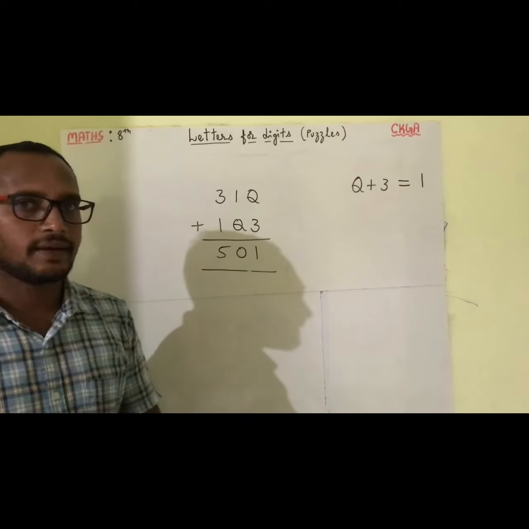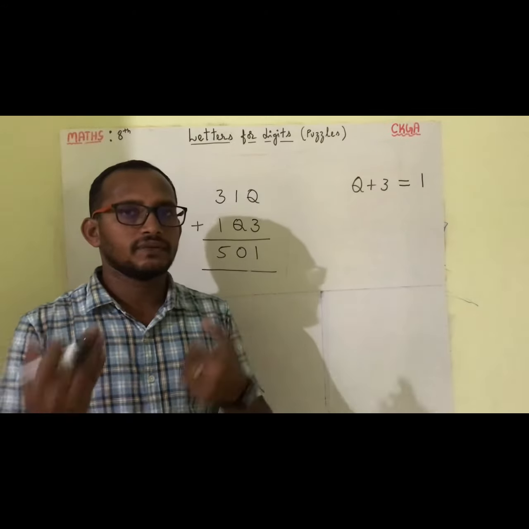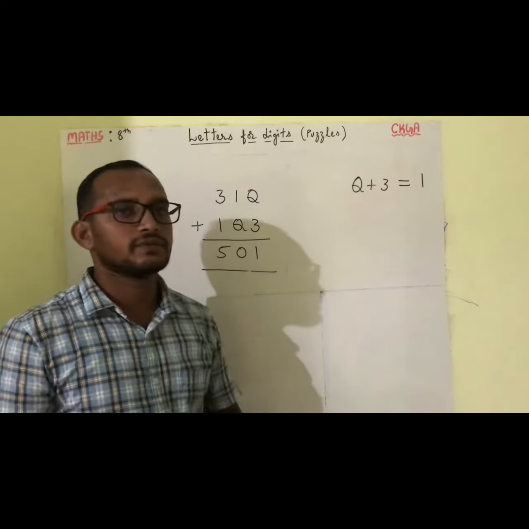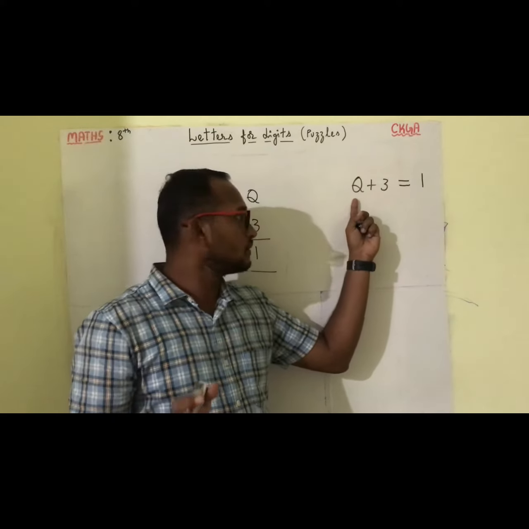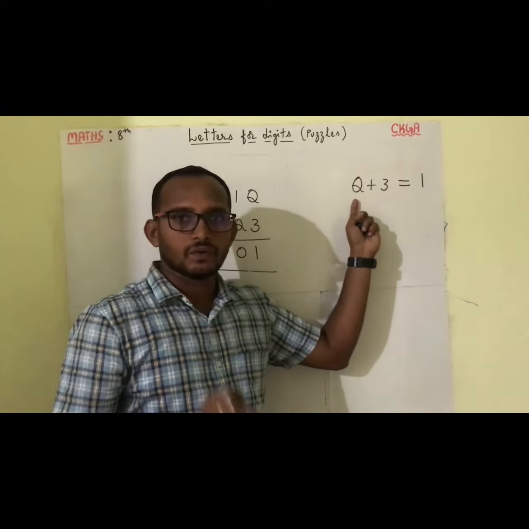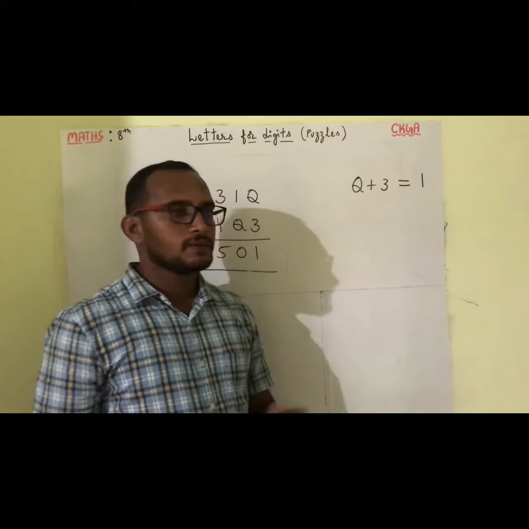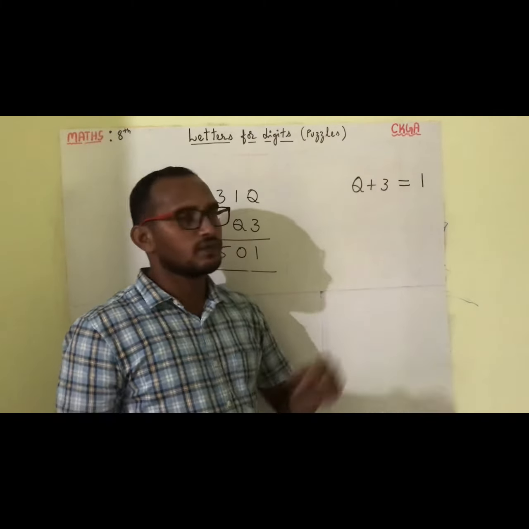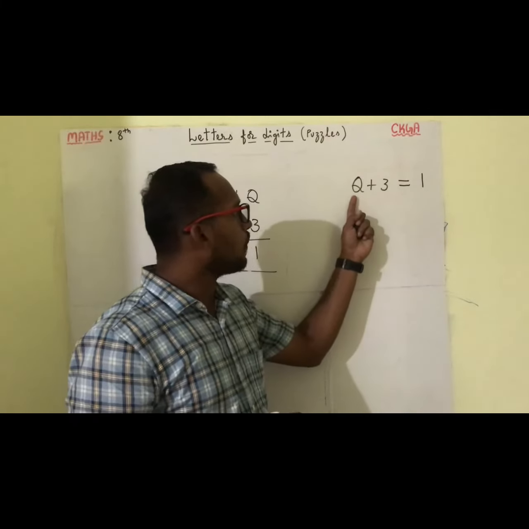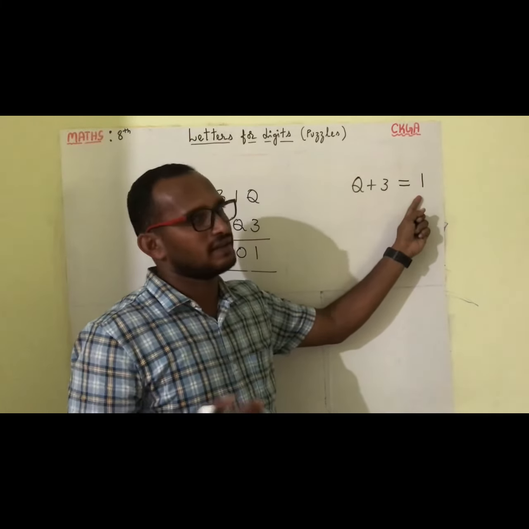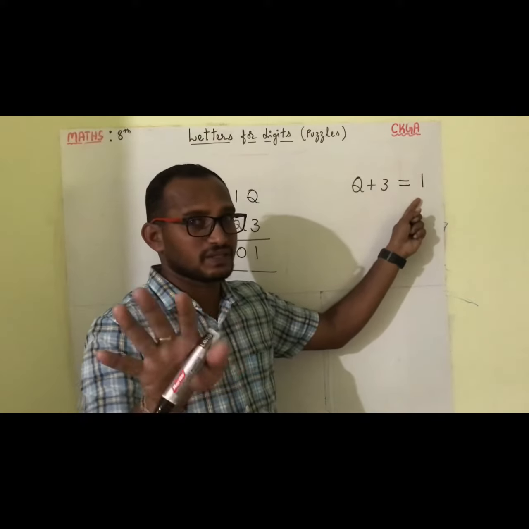Now it's time to think of some different possible values of q. You can take the digits for q from 0 to 9. It should satisfy the 1. So what should I add to 3 to make it 1? Let me take 1 in the beginning. 1 plus 3 can never work. 1 plus 3 equals 4, which is not equal to 1.